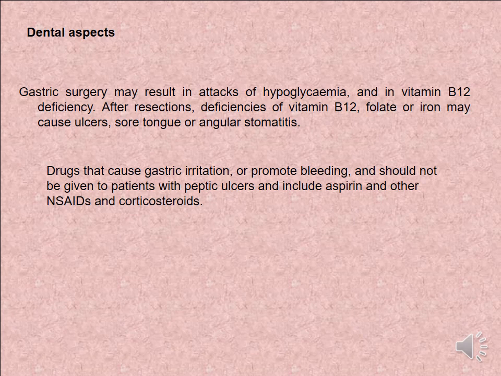How is dental management done for patients with gastric ulcer? Gastric surgery may result in attacks of hypoglycemia and vitamin B12 deficiency. After resection, deficiency of vitamin B12, folate or iron may cause ulcers, sore tongue, or angular stomatitis. This type of anemia occurs after gastrectomy due to poor absorption of vitamin B12, folate or iron. Drugs that cause gastric irritation or promote bleeding should not be given to patients with peptic ulcers, and include aspirin, other non-steroidal anti-inflammatory drugs, and corticosteroid therapy.